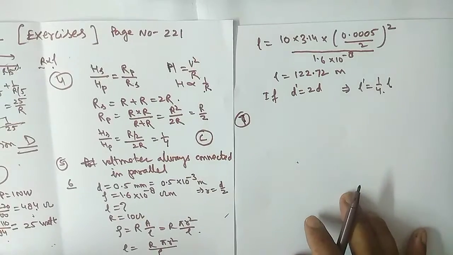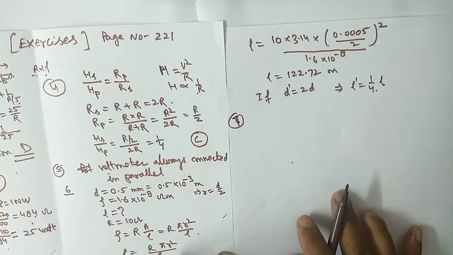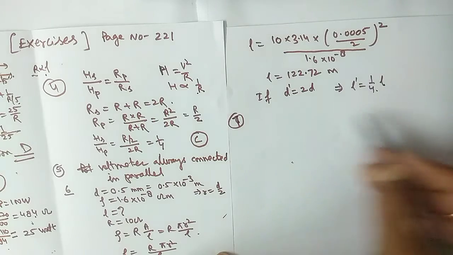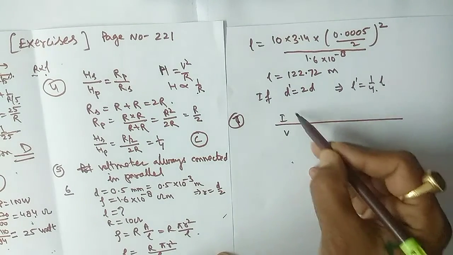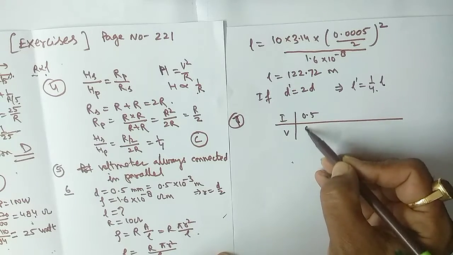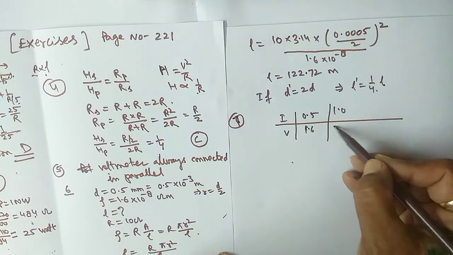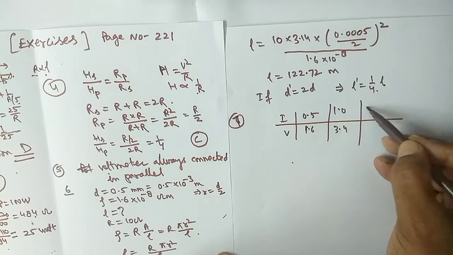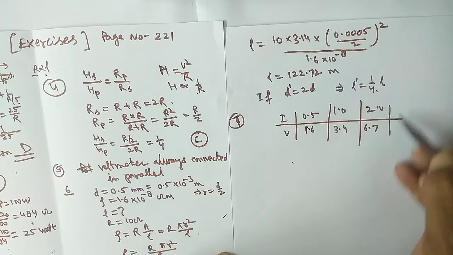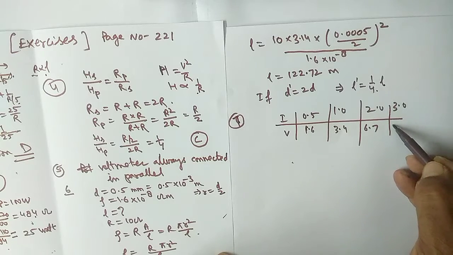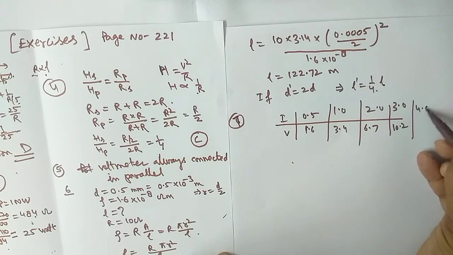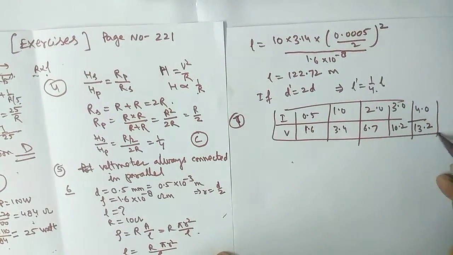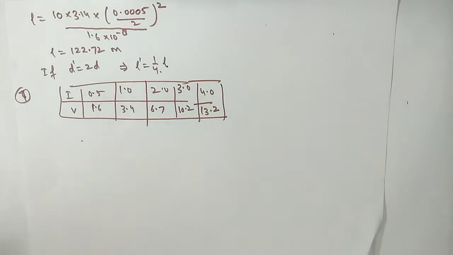Okay, a graph, you have to plot a graph. The I and V different values are given in this question: I is 0.5, V is 1.6; I is 1, V is 3.4; I is 2, V is 6.7; I is 3, V is 10.2; I is 4, V is 13.2. You have to draw a graph between V and I, and then find the resistance.